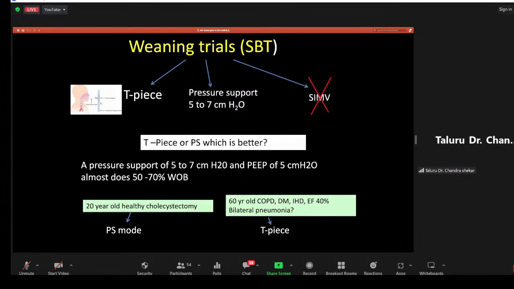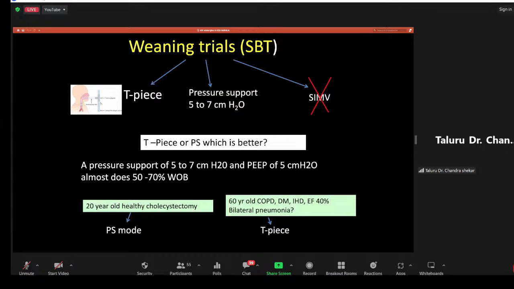If there is a 20-year-old healthy cholecystectomy patient, I would directly extubate from a PEEP of even 10. But a 60-year-old COPD, diabetic, hypertensive patient with an EF of 40 and bilateral pneumonia, I'm a little skeptical. So I would give a T-piece trial. Generally, after 30 minutes of pressure support or a T-piece trial, we would extubate.